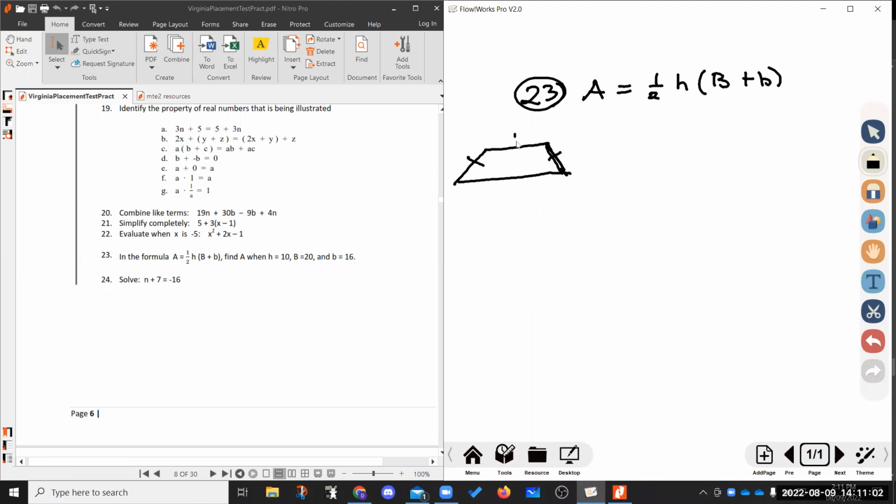These sides are the same. You've got a little b, you've got a big B, you've got an H. This is how you would find the area of that isosceles trapezoid.